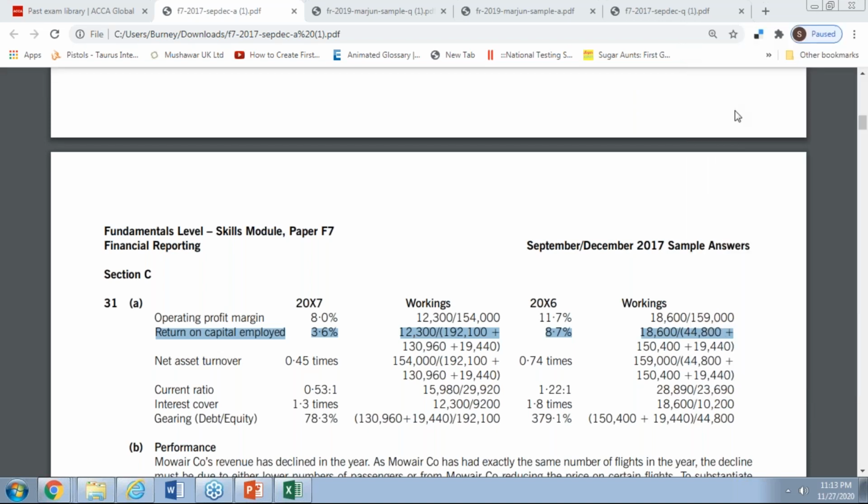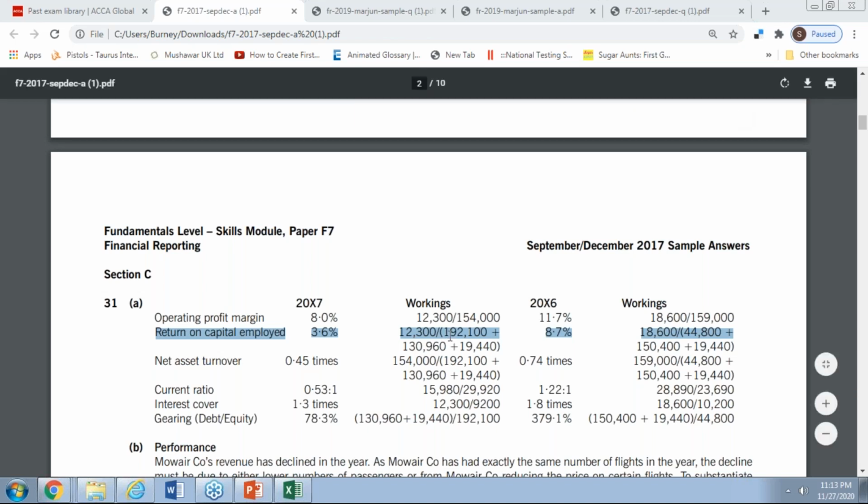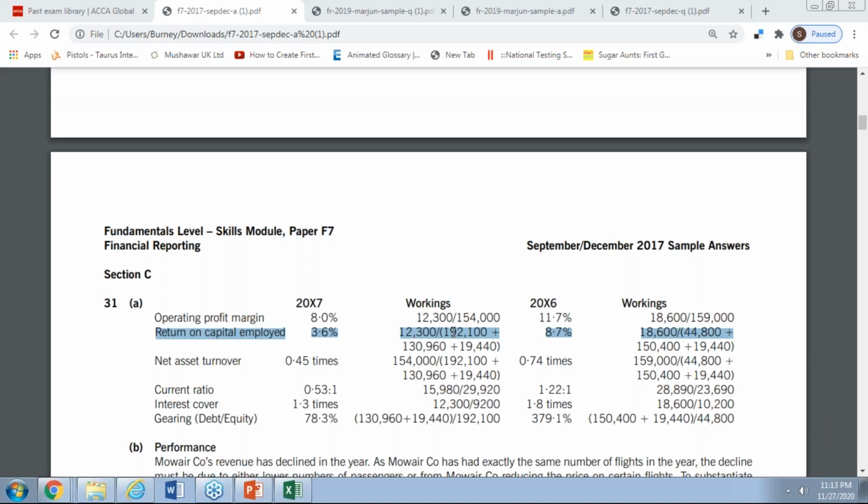Now, can you recalculate the figures, removing the effect of revaluation of 1,45,000? The ROCE has gone down from 8.7 to 3.6. So one of the impacts was due to the revaluation. The second was because of the profitability. You can see here in the numerator previously we had 18,600, now it's 12,300. So the second impact was due to the profitability.